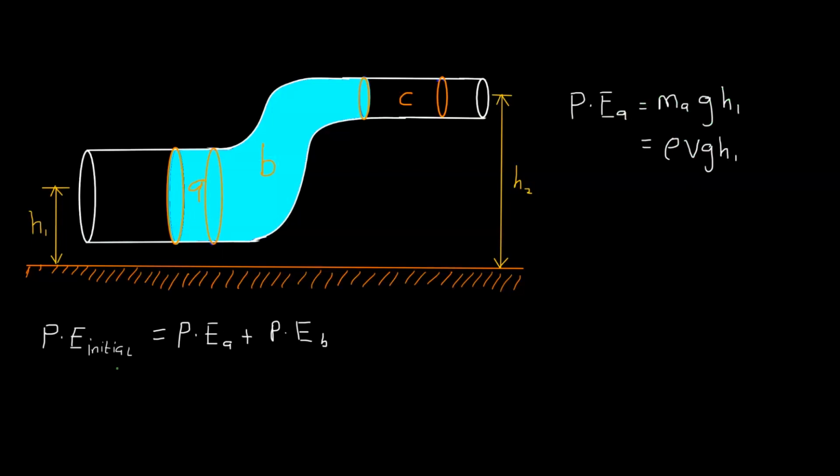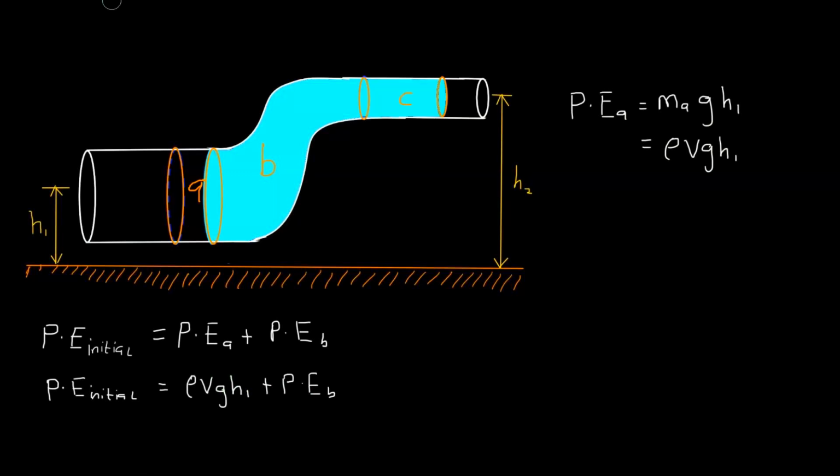It would be difficult to calculate the potential energy of the fluid within section B because the height and cross-sectional area change throughout. So we're just going to leave it as it is. Therefore, the entire potential energy of our fluid in the initial state equals rho V g h1 plus the potential energy of the fluid within B.